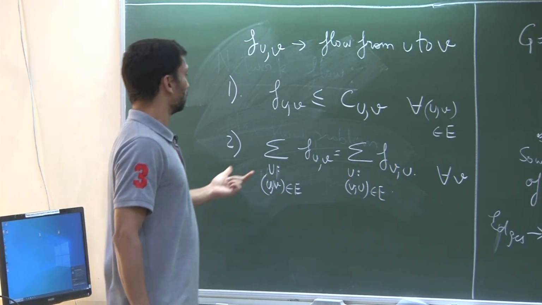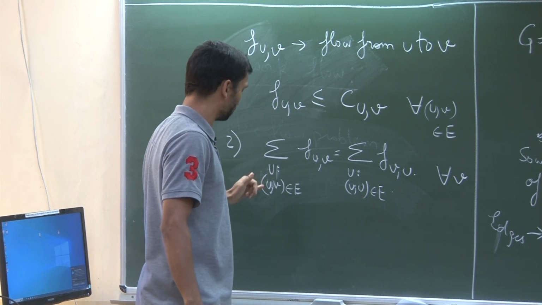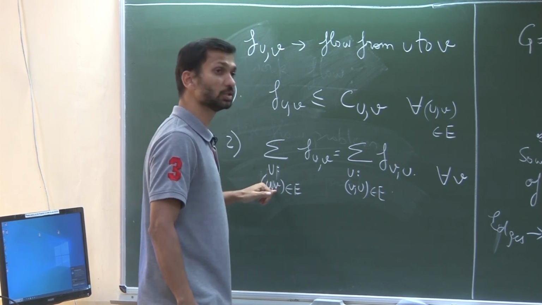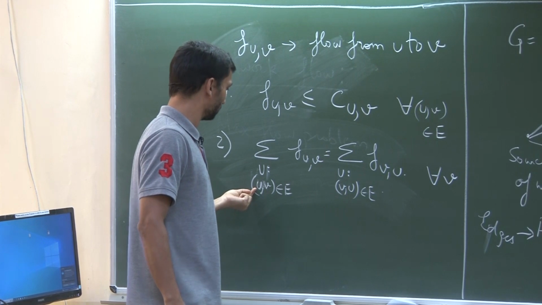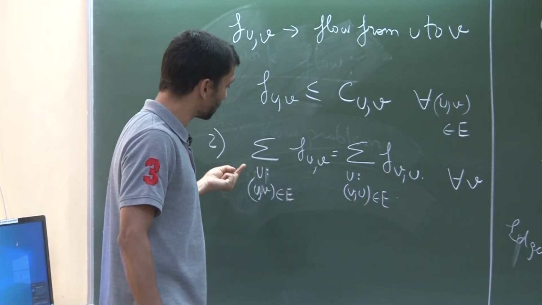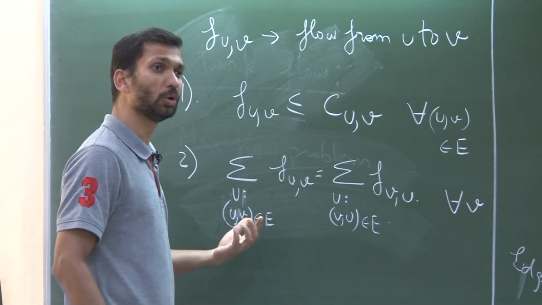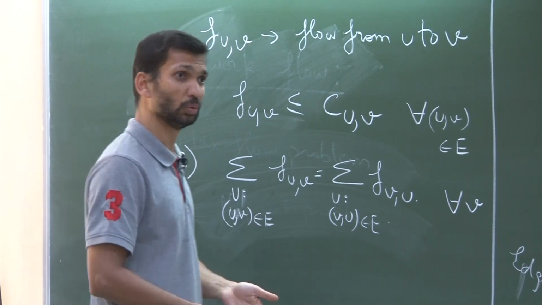Correct? So this is saying look at all the pipes which are going towards V. Let's say their starting point is U, so look at all U's such that there is a pipe going from U to V. Look at the flows there. This is the amount of flow coming into V.